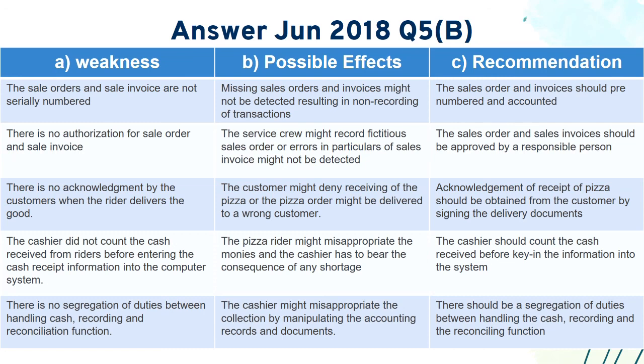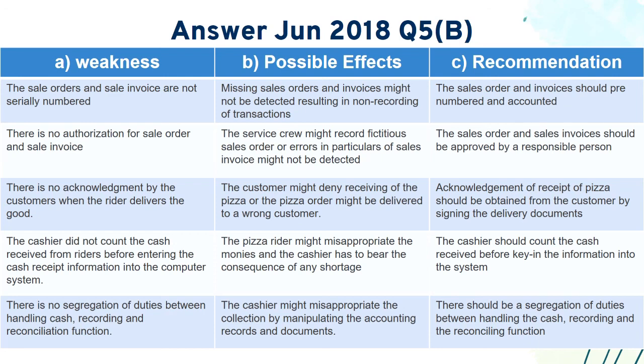The fourth weakness is that the cashier did not count the cash received from the riders before entering the cash receipt information into the computer system. The effect from this weakness is that the pizza rider might misappropriate the monies, and the cashier has to bear all the consequences of any shortage. To avoid this problem, the cashier should count the cash received before keying the information into the system.